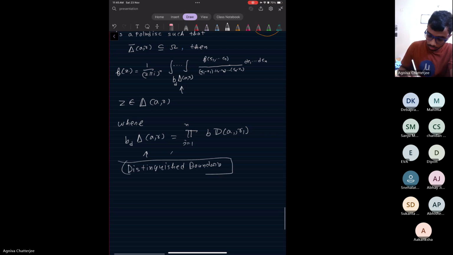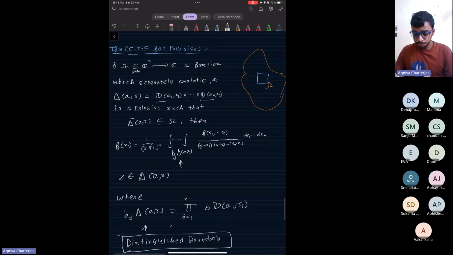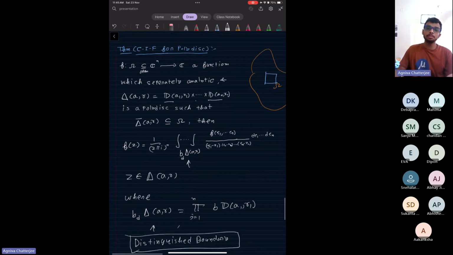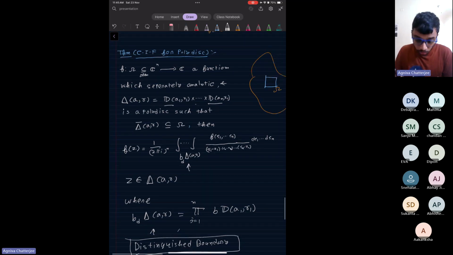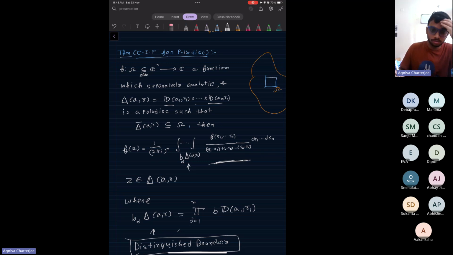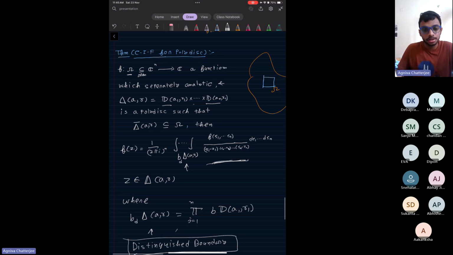So this is the theorem that you can represent any function which is separately analytic like this. And as we know that separately analytic functions and holomorphic functions are the same, you can represent holomorphic functions like this. But again, this is a local statement, by the way. You cannot do this globally on Ω. You have to go to a smaller polydisk and then you can do it.